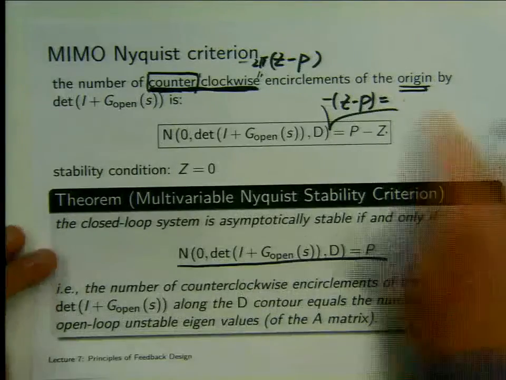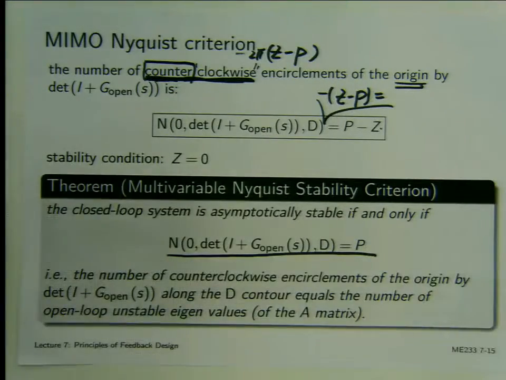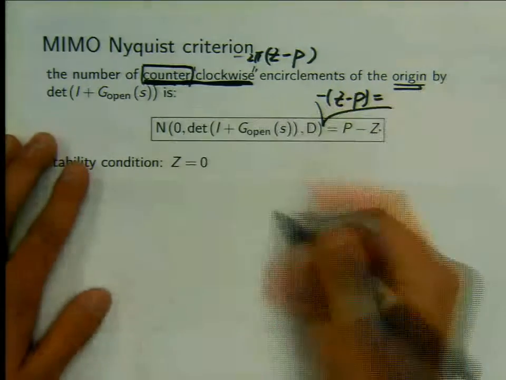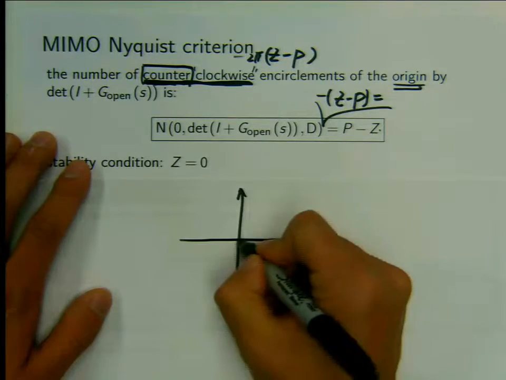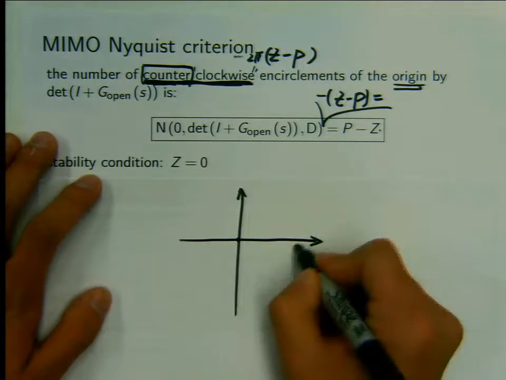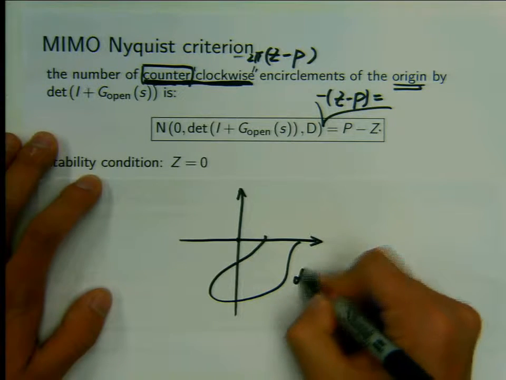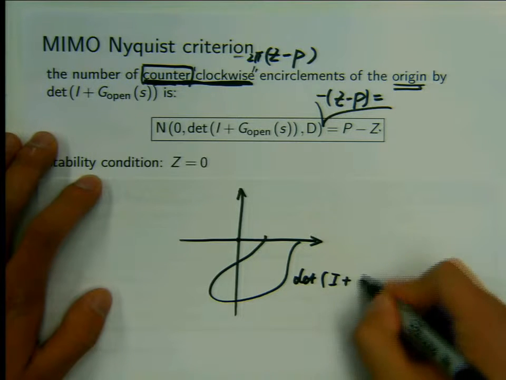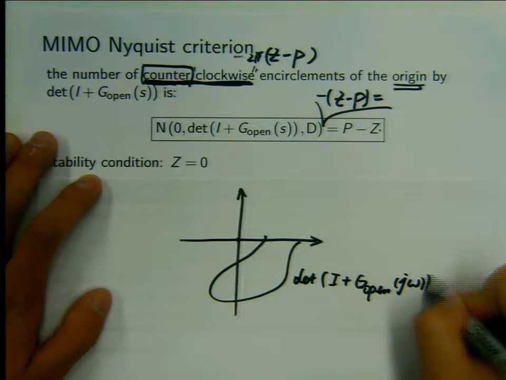OK? So that's the only difference. Now in this case, if I want to evaluate some kind of open loop stability using Nyquist criteria, what we actually do is this one. So this is the determinant of I plus G open j omega.